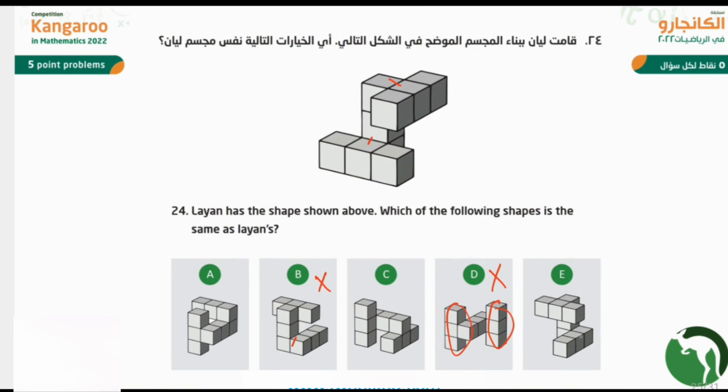And also we can remove this one because these two are connected from the side, so E is not correct. In A also, these two places are connected from the side, so this one is not correct. So what is left is C, and C is the correct answer.